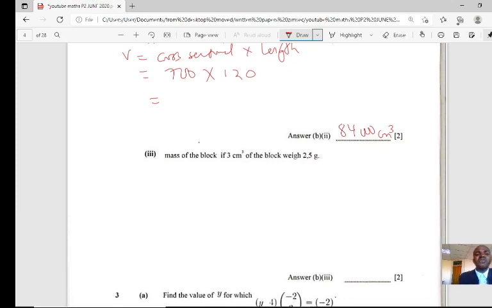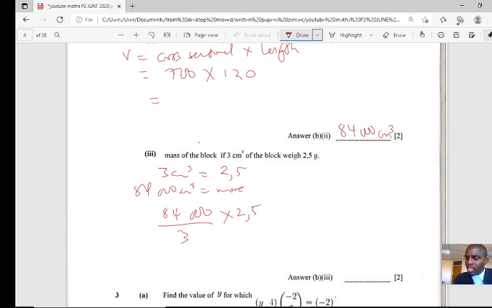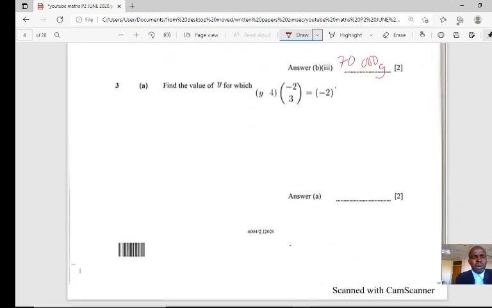What about 84,000? So it's 3 cubic centimeters weigh 2.5. What about 84,000 cubic centimeters? It's more. So if it's more, then you say 84,000 over 3 times 2.5. So you say this one divided by 3 times 2.5. What do you get? You get 70,000. 70,000 grams. Done.